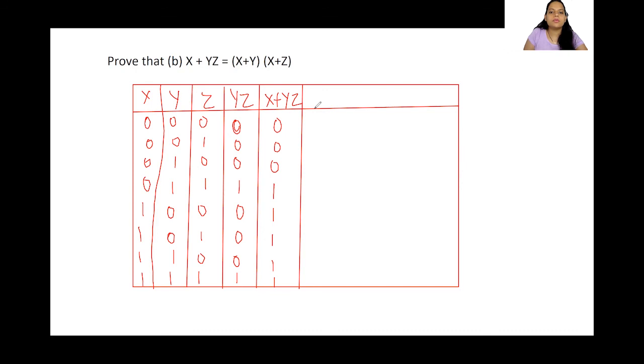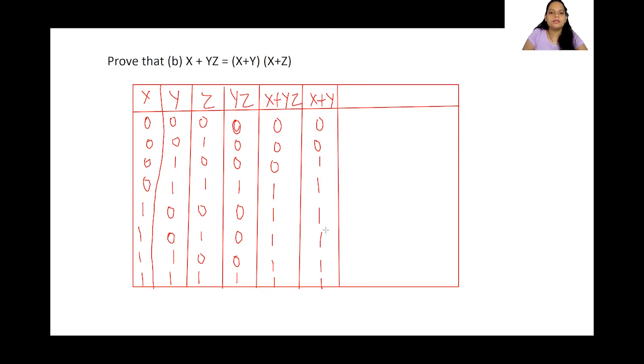What do we have here? We have x plus y. So first let's do x plus y. What is x plus y? We are doing an OR operation. So 0, 0, 1, 1, 1, 1, 1, 1. How am I getting all these ones? I hope you all know. 0 or 0 is 0. 0 or 1 is 1. 1 or 0 is 1. 1 or 1 is 1. In OR operation, even if one input is 1, we will get the output as 1. Okay. So x plus y is done.